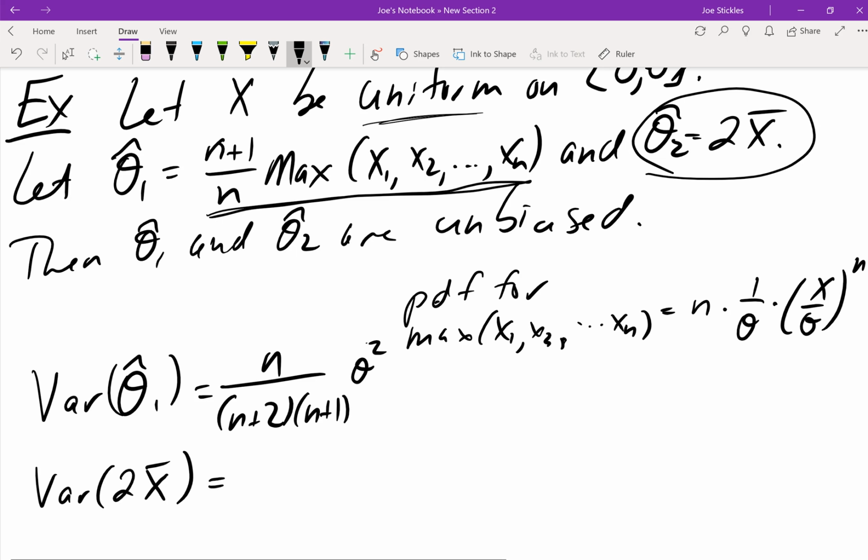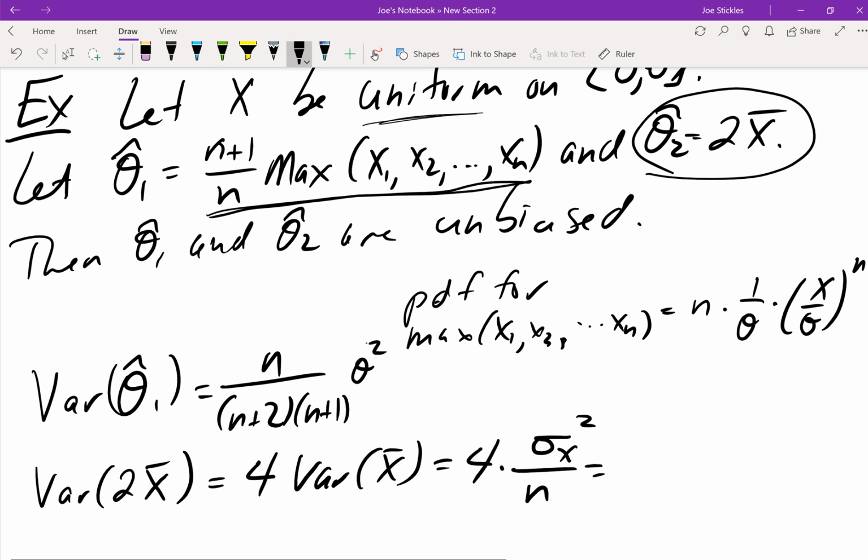The variance of 2 x bar will be 4 times the variance of x bar, right? I agree with that. Okay. That's going to be 4 times the variance of x over n. But in terms of theta, the variance of x is theta squared over 12. Remember, for the uniform, it's b minus a quantity squared over 12 is the variance. So this becomes theta squared over 3n.